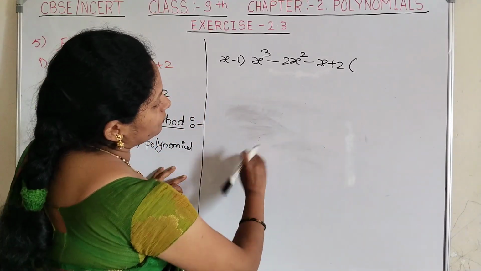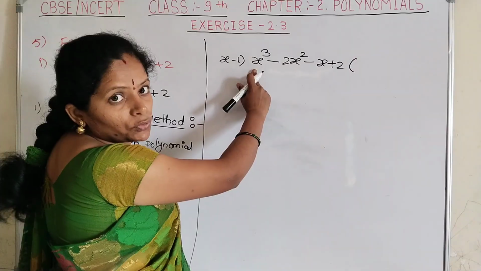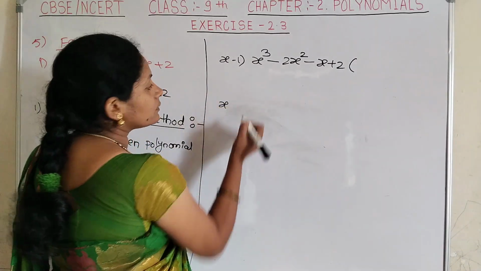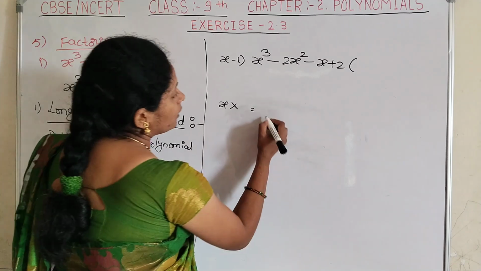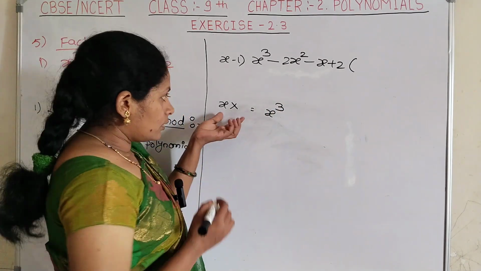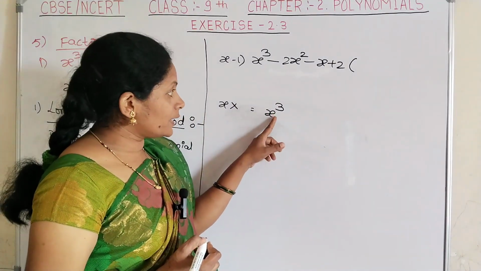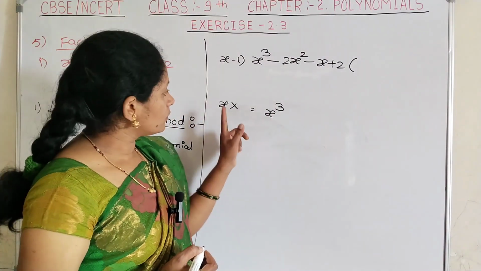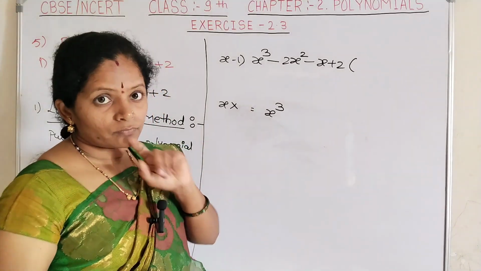What is it? See, we want to get the x cube. We have the x and we have to do the multiplication. We want to get x cube. By multiplying which number to the x so that you can get the x cube?